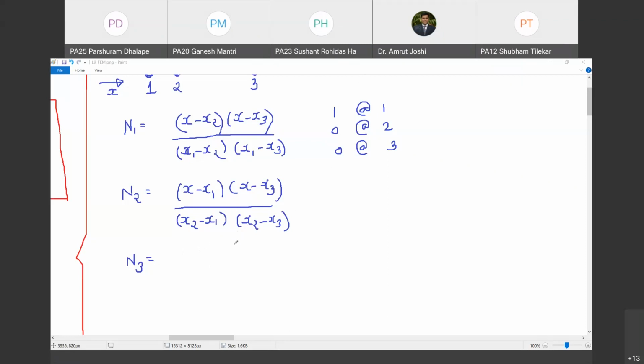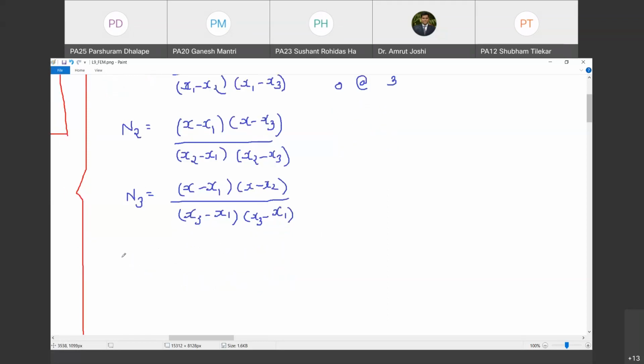X minus x1 and x minus x2. Very good. So x minus x1 into x minus x2. This should be the numerator. And what should be the denominator? It should be x3 minus x1 upon x3 minus x2 because I want this to be 1 at 3. Happy? So n1, n2, n3 are the shape functions that satisfy the conditions that we have laid.